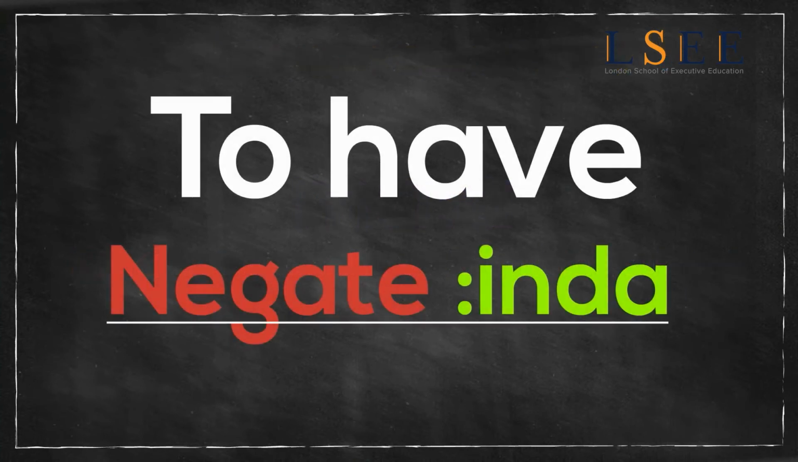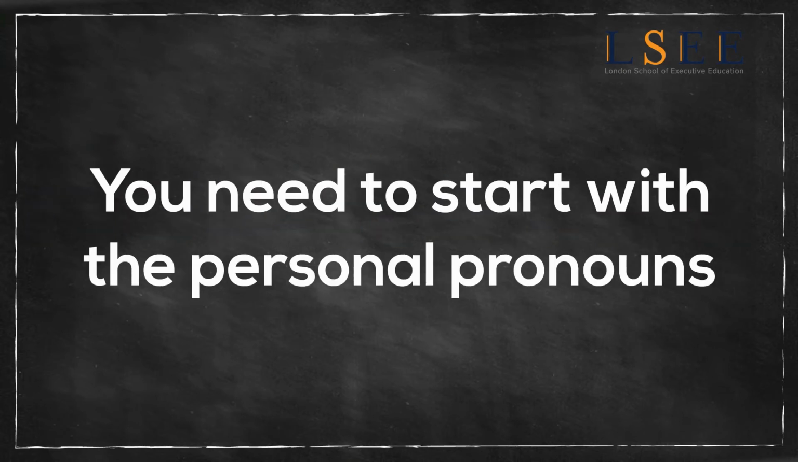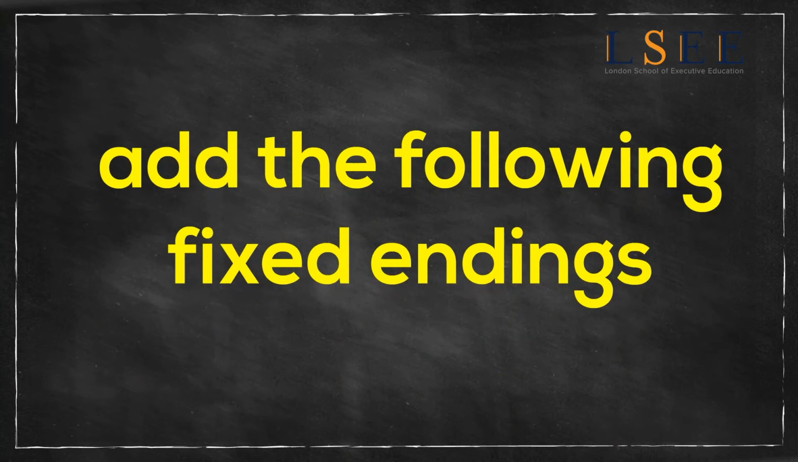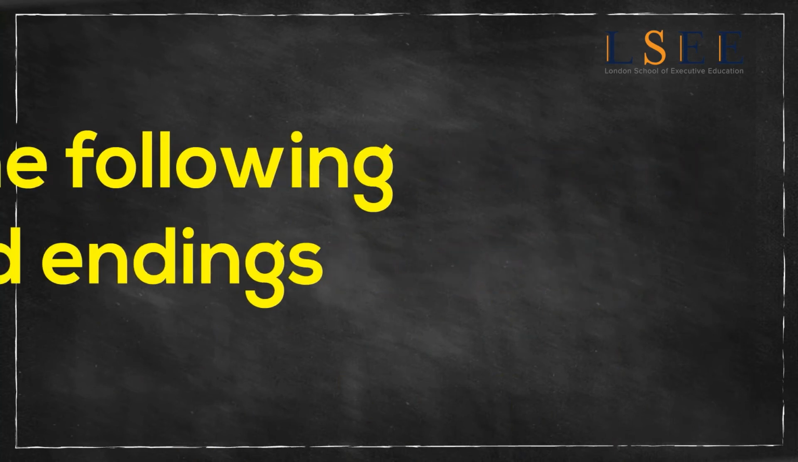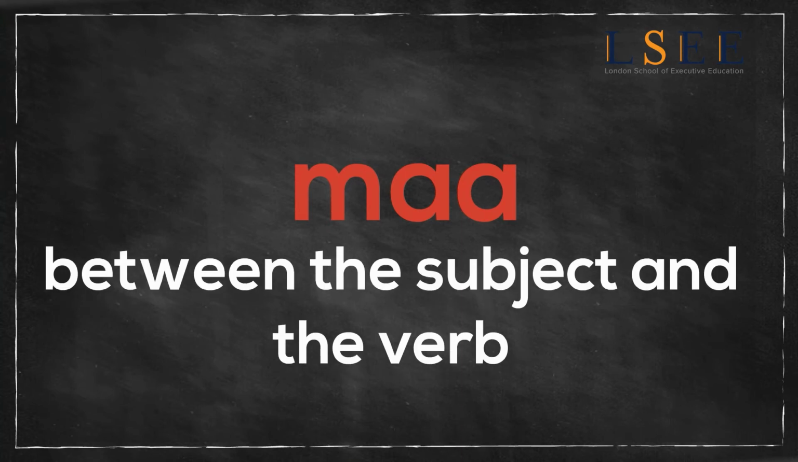Welcome to the verb to have. Option 2, negative form. In this lesson, we will see how we negate the preposition عند to express not to have. So we need to start first with the personal pronouns and remove the last A from عند. And then we need to add the fixed endings. And don't forget to insert ما to negate between the subject and the verb.